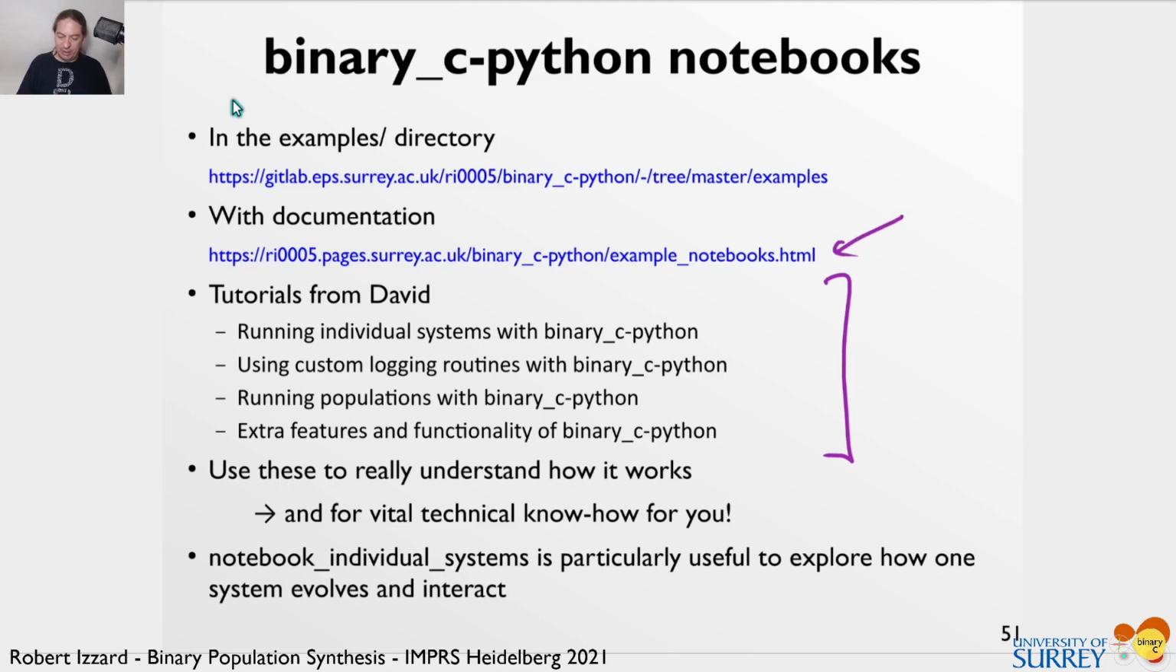There's full documentation at this page as well, so everything is laid out beautifully like you'd expect for a Python module.